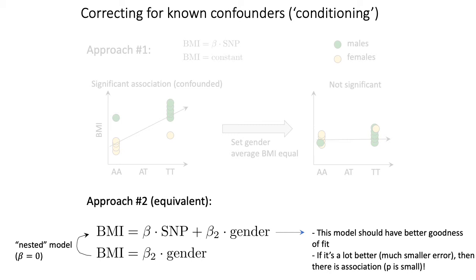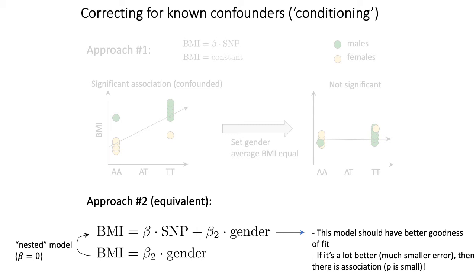And so the idea of this nested model approach is that you fit both model 1 and model 2, and then you check their goodness of fit. And if the goodness of fit of model 1 is about the same as model 2, then you can conclude that that particular SNP you're looking at is not really associated with BMI once you consider gender.